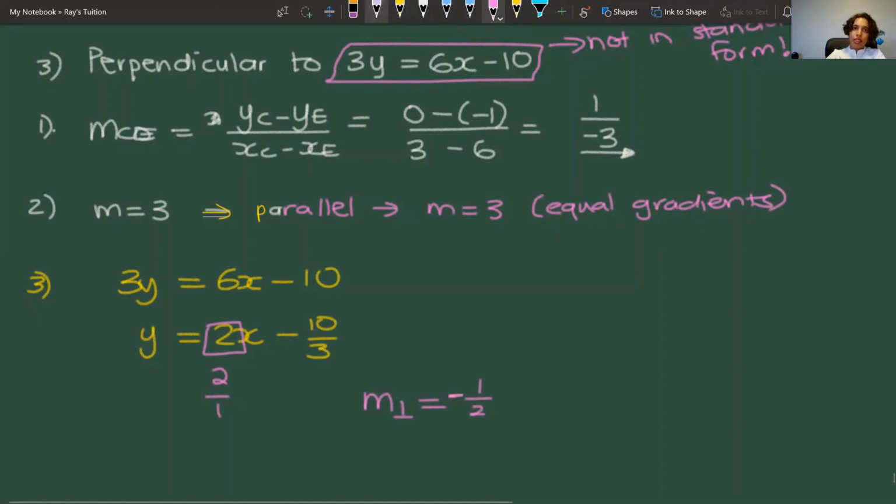Let's do a check to see that that method worked out. Perpendicular gradients, when you multiply them, should be equal to minus 1. The original gradient is 2, and the perpendicular gradient that we found is minus a half. If we multiply that, we do get minus 1, which shows that it is perpendicular.